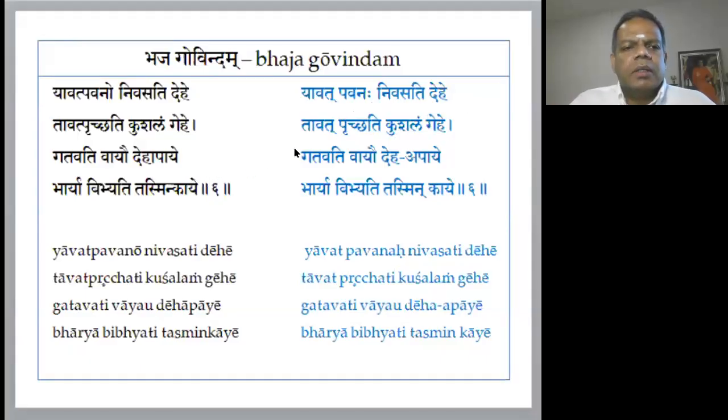In the second line, there's tavat prichati. They are put together as one word, but there are no changes due to sandhi. Tavat prichati, kushalam gehe. In the third line, there are no changes due to sandhi, external sandhi at least. The third word in the third line is deha paye. It's a samasa, a compound word.